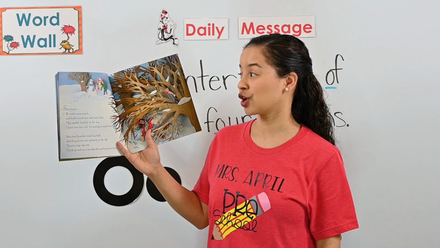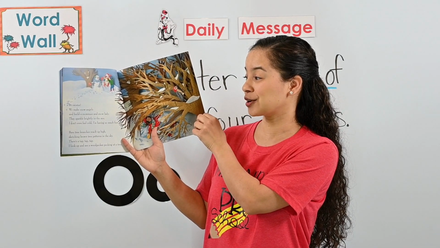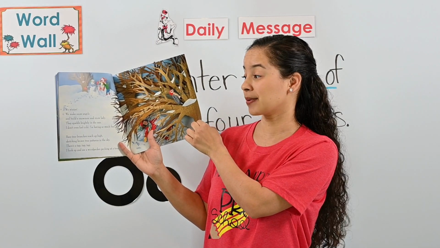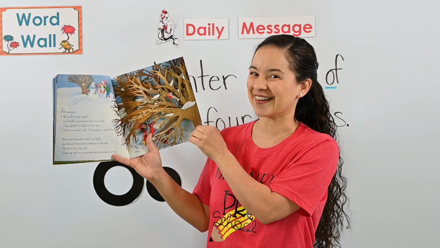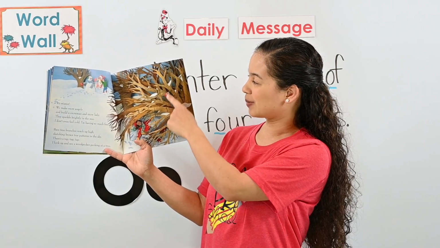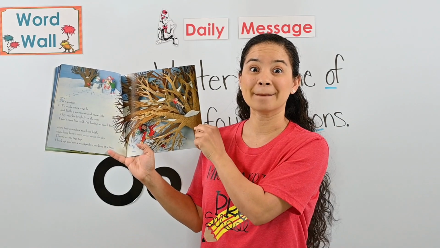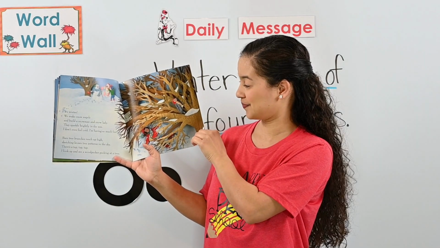Bare tree branches reach up high, stretching brown tree patterns in the sky. There's a tap, tap, tap. I look up and see a woodpecker pecking on a tree. Ooh, the woodpecker is pecking at the tree branch. The tree branches are bare. All of the leaves have fallen off of the tree.